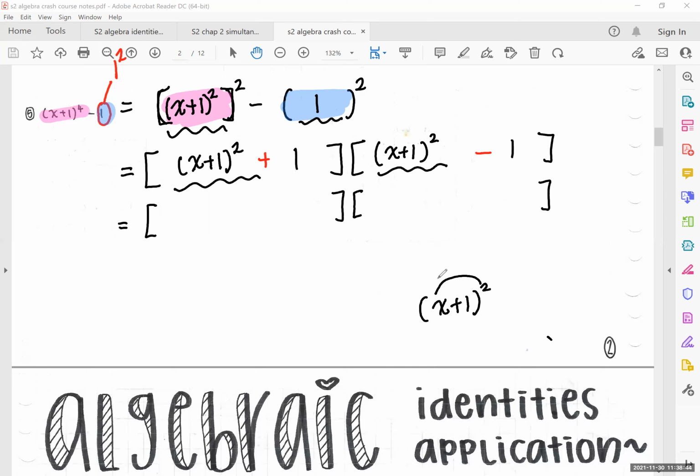Can you see x squared? So let's write x squared. Can you see the sign is plus? I put plus. Then I know I take 2 times x times 1, right? So 2 times x times 1 will give me 2x. Then plus 1 squared, which is 1.